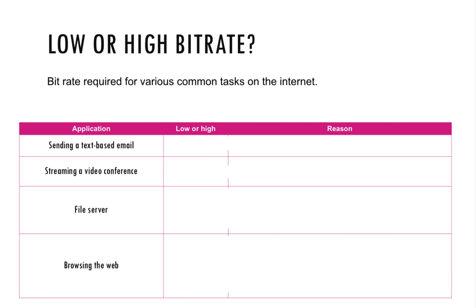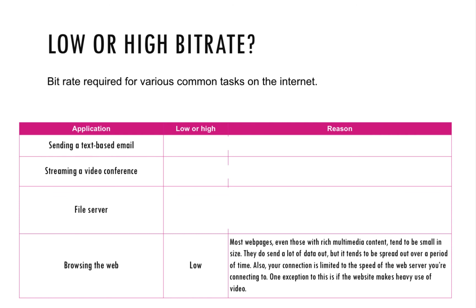So now let's give this some context in a real world situation. So our application is browsing the web. Would it need a low or a high bit rate? And for what reason? So browsing the web would need a low bit rate because most web pages, even those with rich multimedia content, tend to be small in size. They do send a lot of data out, but it tends to be spread out over a period of time. Also, your connection is limited to the speed of the web server you are connecting to. One exception to this is if the website makes heavy use of video, like YouTube, for example.